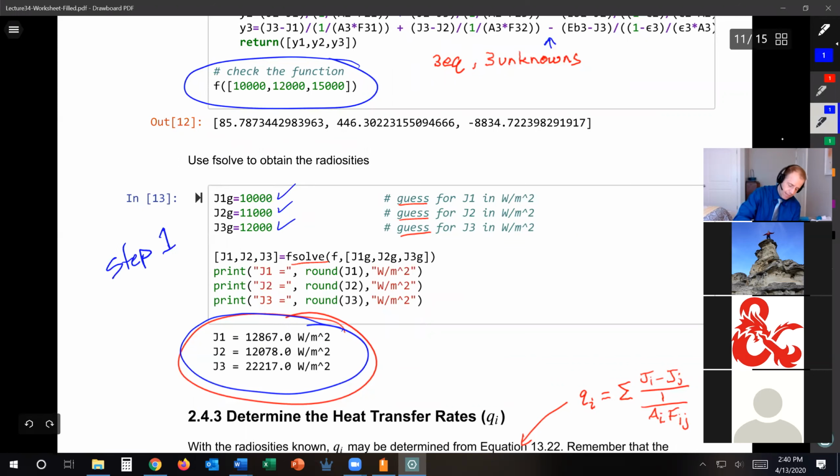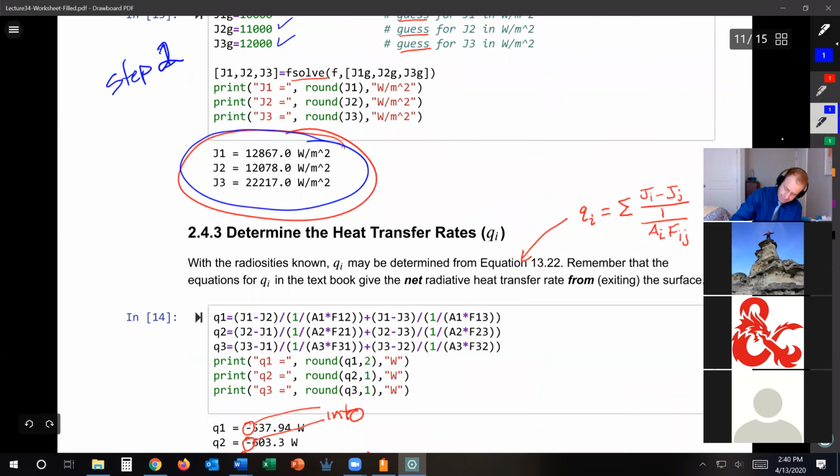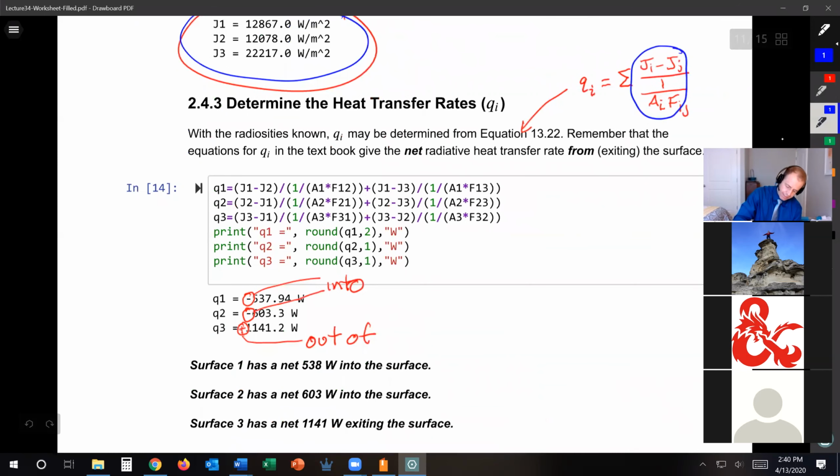Step 1 was get view factors. Step 2 is solve for the radiosities. And step 3 is use those radiosities in this equation to get Q. And so here's those 2 equations. This is 1, 2 and 1, 3 for that equation. This is 2, 1 and 2, 3 and so on and so forth. And then you can get your solutions here.